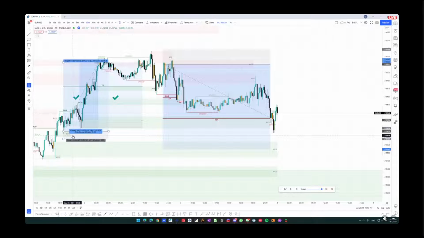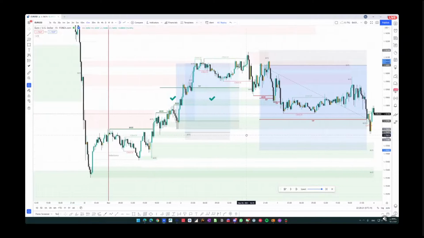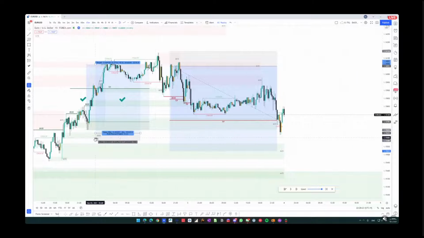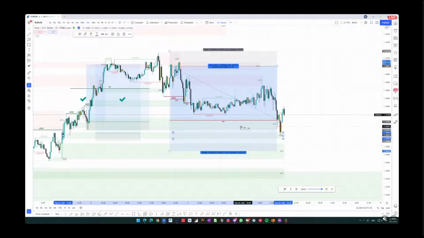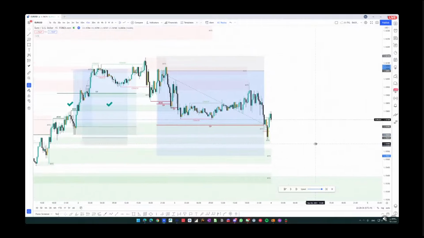Look at this one over here. That wasn't fully mitigated. It was mostly mitigated. But it looks like it could be reacting off this. Yeah, perfect. So it's 50% of this one. Previously it didn't tap the 50%, but this time it did.